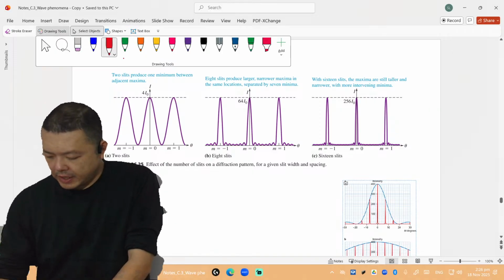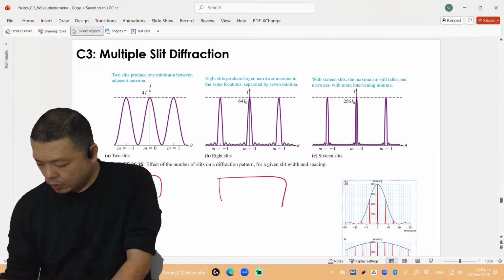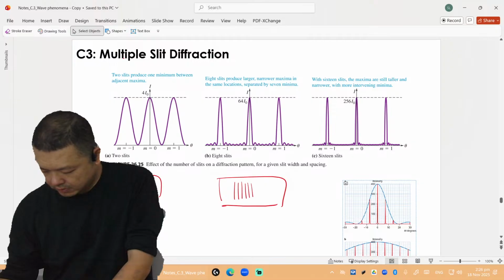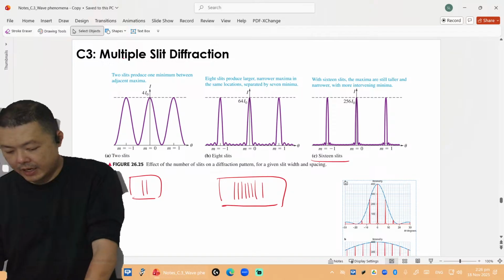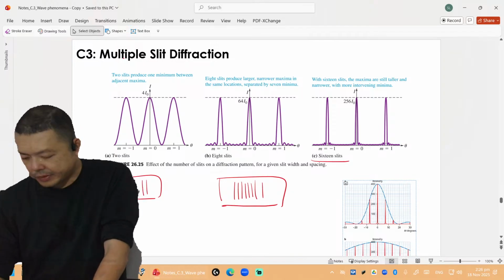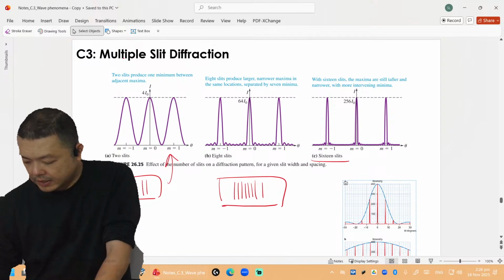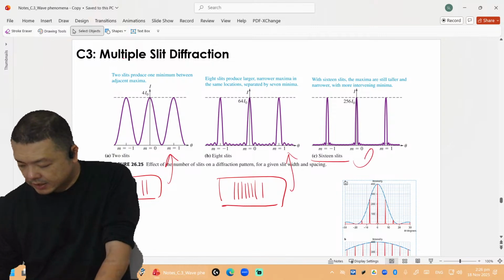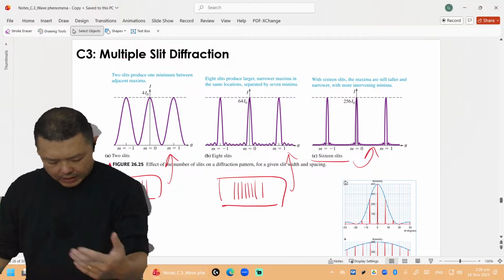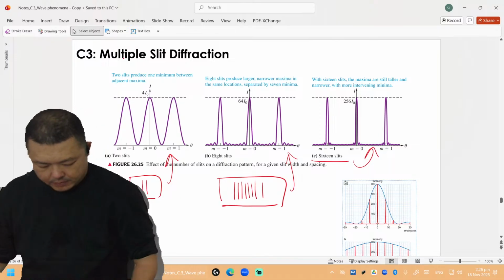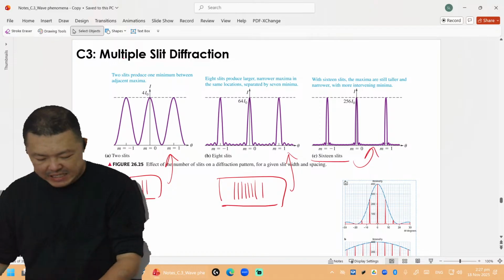So what happens when you increase the number of slits from 2 slits to 8 slits, right? And then further down to 16 slits. So what's the effect when you start increasing the number of slits? So Wei En, I think this one you have to pay attention to. You have 2 slits, the pattern looks like this. You have 8 slits, the pattern looks like this. You have 16 slits, the pattern starts to look like this. So how do you describe what's happening here? Why is the intensity increasing?